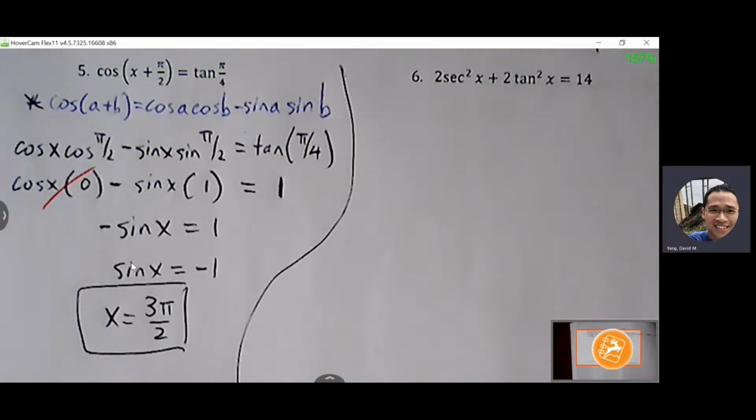Because it's asking for sine equals -1. So sine at power 2, sine of, yeah, so. Okay, any questions with 5? Yeah.